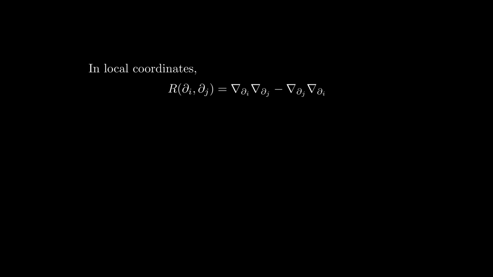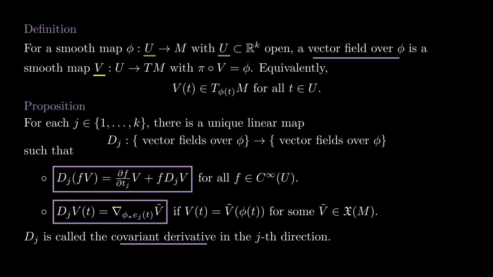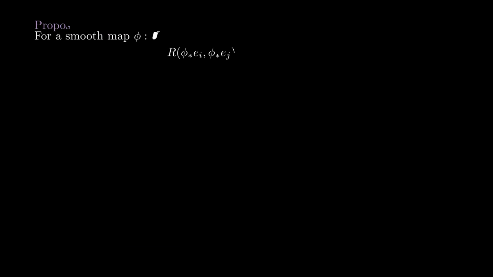Now let's see what happens when we have local coordinates. We know that the partial derivatives in the coordinate directions commute, so R(∂_i, ∂_j) simplifies to ∇_{∂_i}∇_{∂_j} minus ∇_{∂_j}∇_{∂_i}. Something similar will happen when we consider the covariant derivatives with respect to a smooth map phi that is not necessarily a chart. Remember that in the last lesson we defined the covariant derivatives in the coordinate directions for such maps. In this setting, we will show that R(phi_* e_i, phi_* e_j) is the difference between D_i D_j and D_j D_i. This will be a computation using a chart, and the properties we already showed for the curvature.